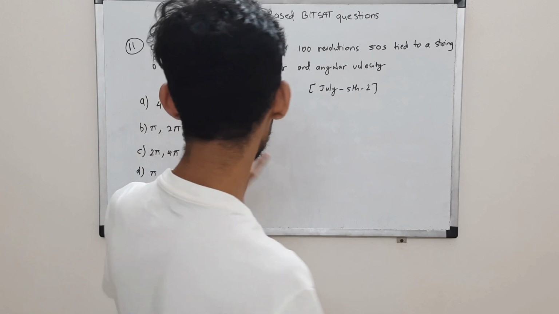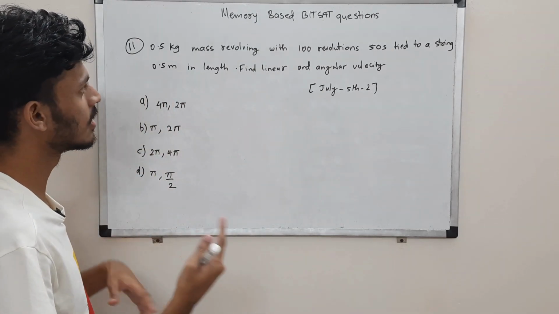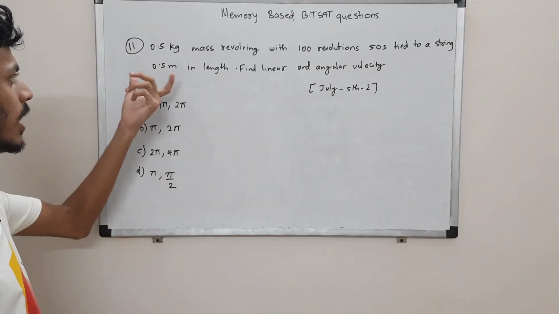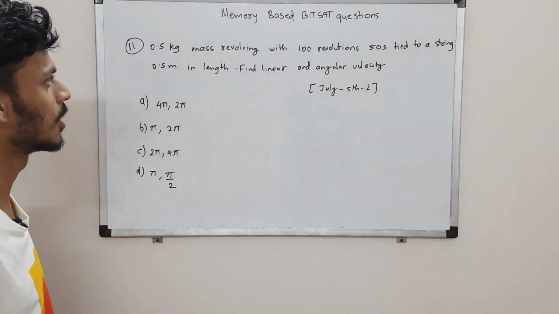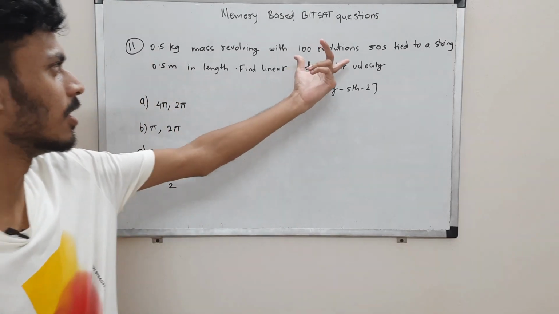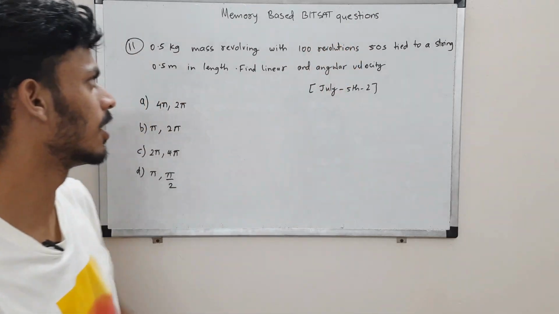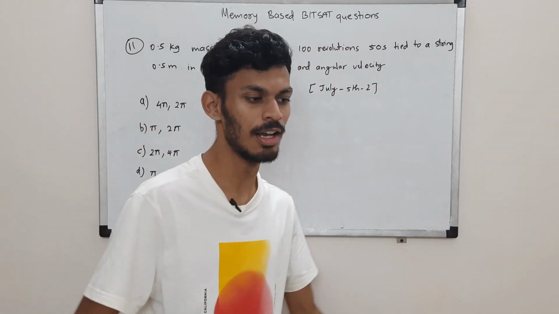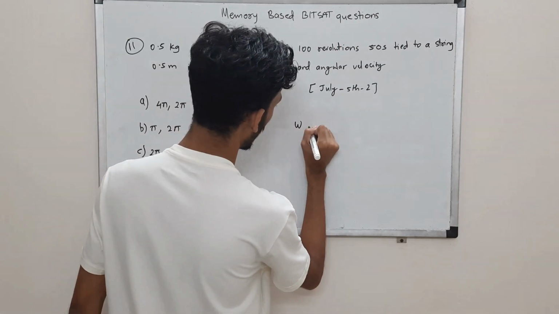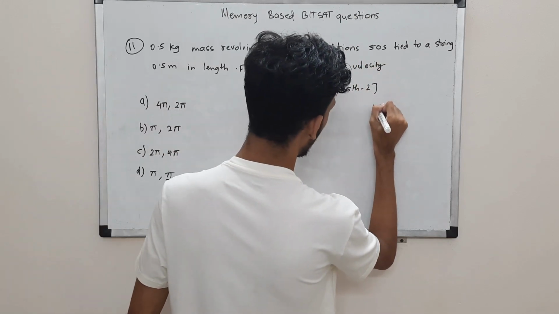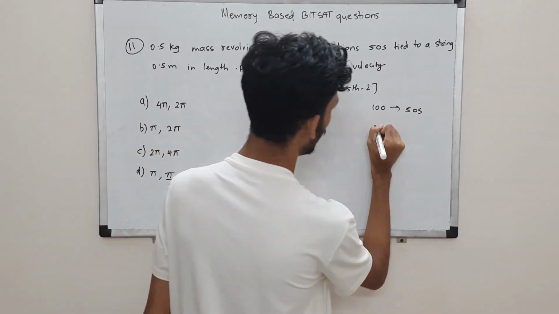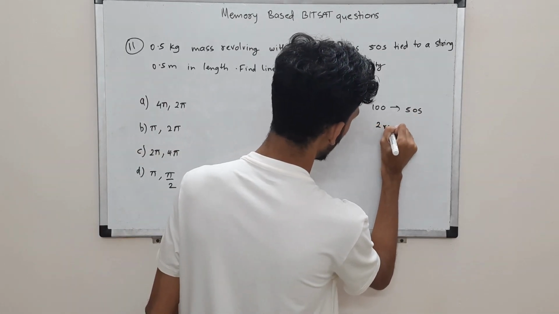Question 11. In this question, we have a mass of 0.5 kg making 100 revolutions in 50 seconds. It is tied to a string of length 0.5 meters. You are supposed to tell the linear and the angular velocity. It's quite simple. Linear velocity you can find using v equals r omega. First, let us find the angular velocity, which is omega. It is 100 revolutions in 50 seconds. Just divide by 50, and you'll get 2 revolutions per second.